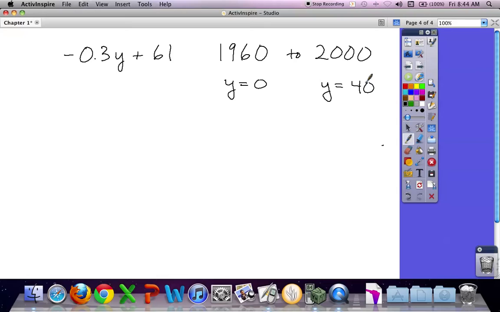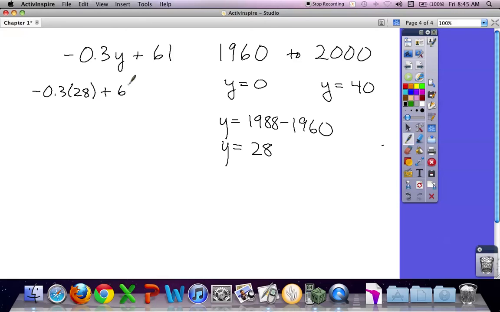We're supposed to evaluate in 1988. So what does Y equal in 1988? Y equals 1988 minus 1960. Y equals 28. So that is what you want to substitute here. Negative 0.3 times 28 plus 61. Okay, this is worked out for us in the book, and it was approximately, that's the squiggly equal sign, approximately 53%.